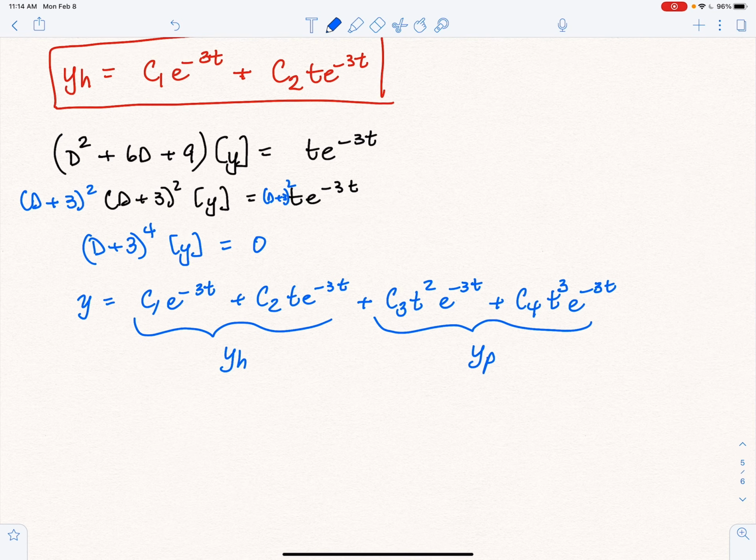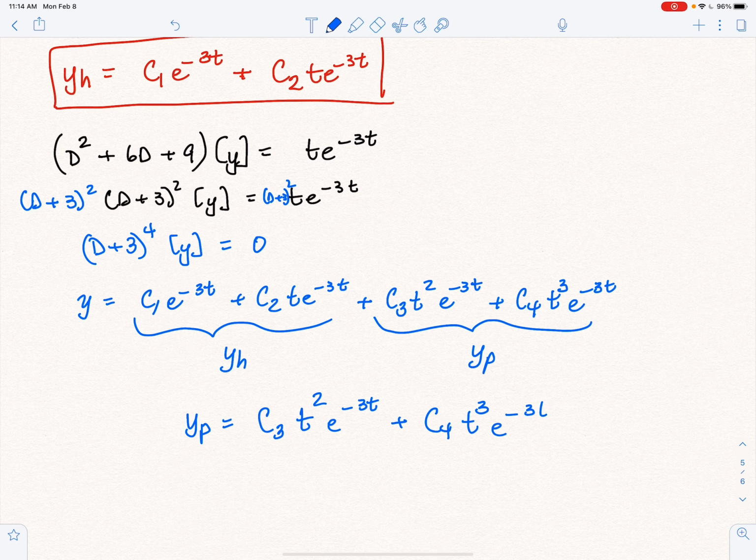So I'm not going to go through it in this entire video, but you're going to say yp is, and you can use any constant you want. You don't have to use C3 and C4. You can use A and B if you want to, or whatever floats your boat. But there it is.